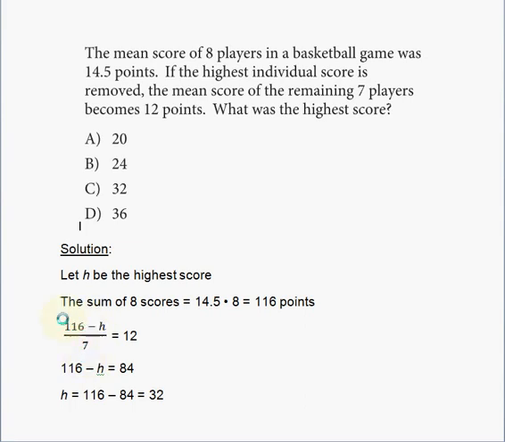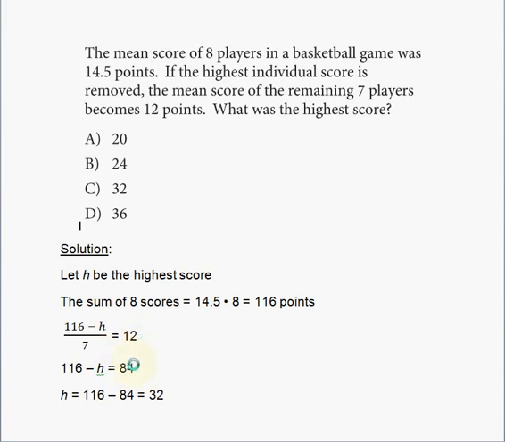So 116 minus h represents the sum of 7 scores, not including the highest score, okay? So divide by 7 and that equals 12 because it says the mean score becomes 12 points. And then, bingo, you're ready to solve for h. You just derived an equation involving the numbers and h. So all you do, you multiply by 7 on both sides and you get 116 minus h is equal to 84, because 7 times 12 is 84.